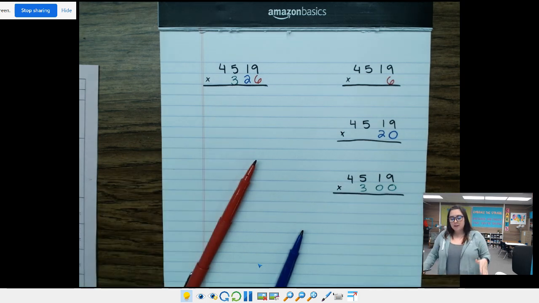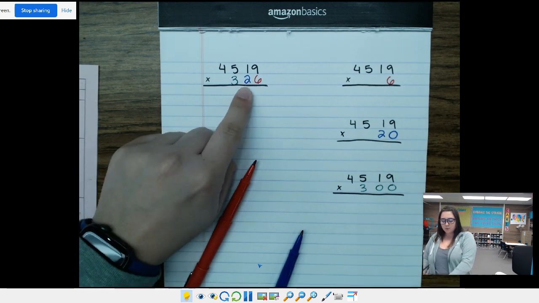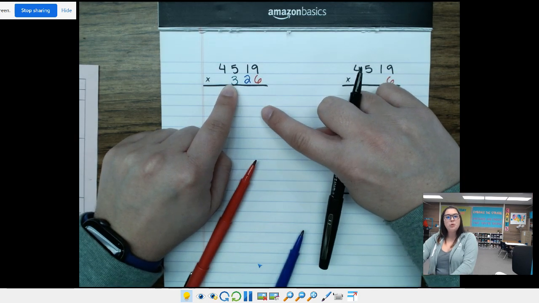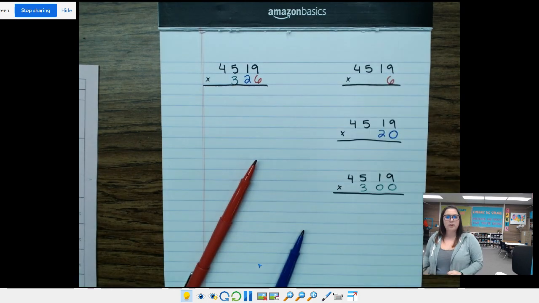So I want you to pause the video, try your best to solve, and don't forget when you're multiplying by 20, you add a 0. When you're multiplying by 300, you add 2 zeros. All right, pause the video and give it your best shot.